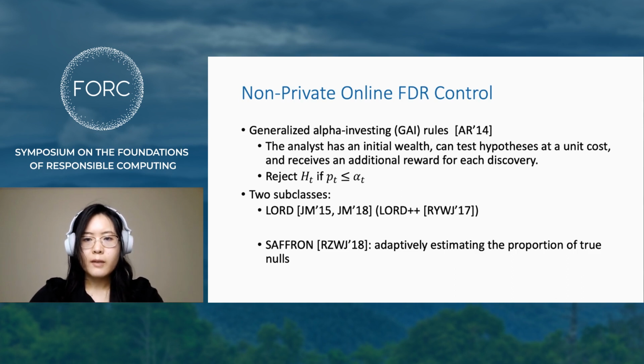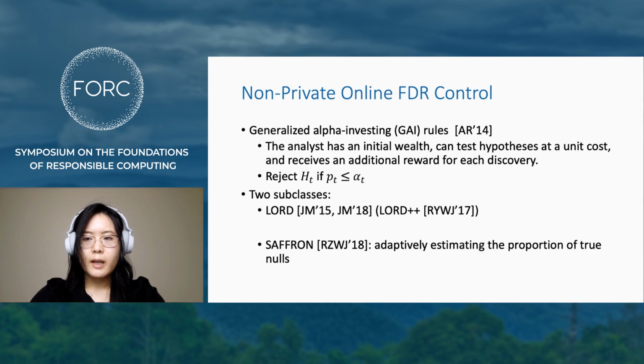The alpha investing procedure ensures that the analyst always maintains an alpha fraction of their wealth, so that they can continue testing future hypotheses indefinitely. And in our algorithm, we're going to use two subclasses of the GAI rules, LORD and SAFFRON.